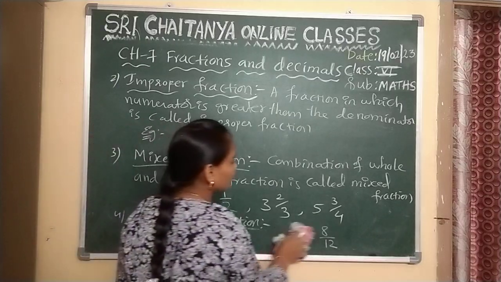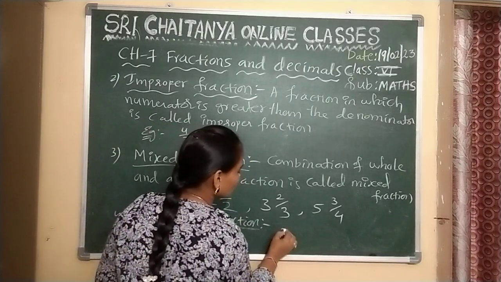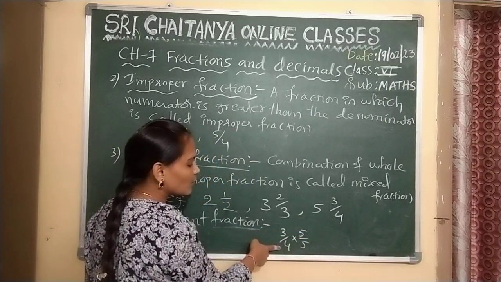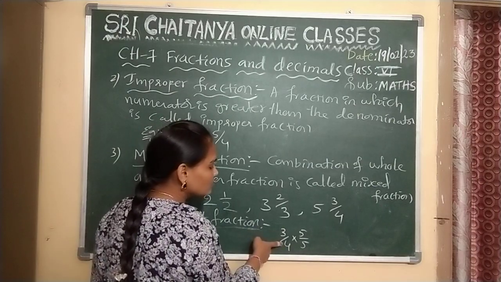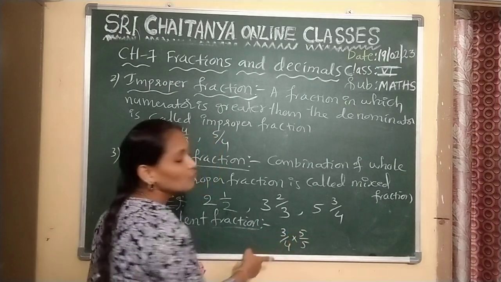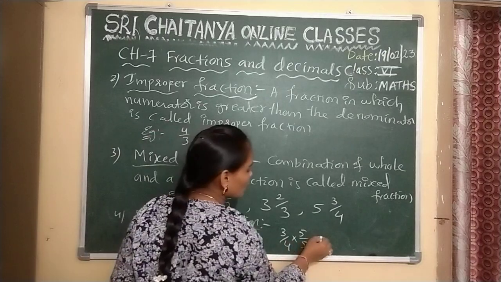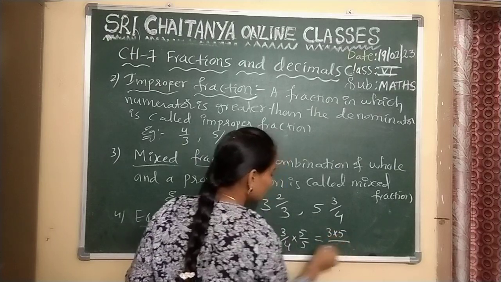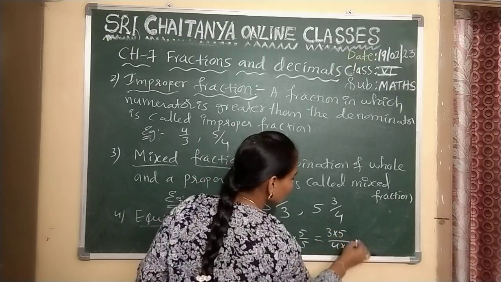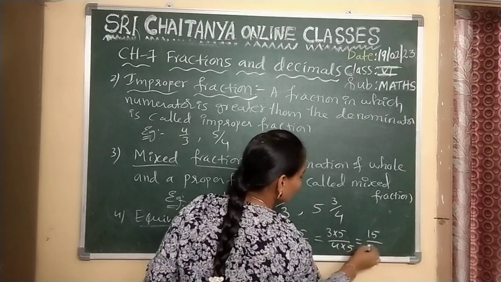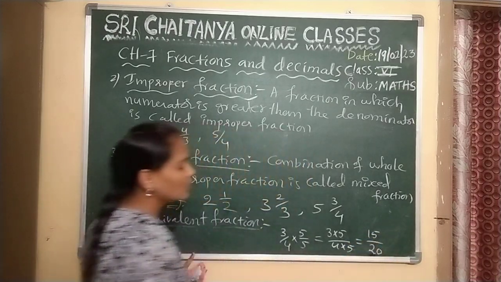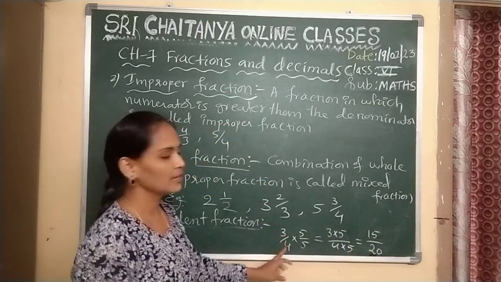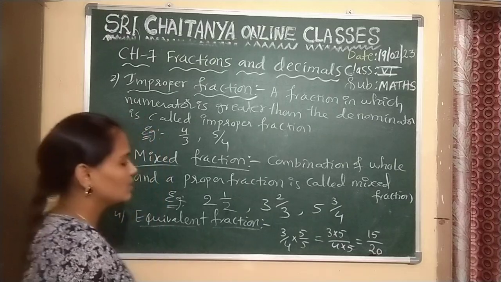Now one more example: 3 by 4 into 5 by 5. I took one fraction, 3 by 4. For this fraction, I am multiplying and dividing with one constant, any one constant. Now the product of numerators by the product of denominators: 3 into 5 divided by 4 into 5. 3 fives are 15, 4 fives are 20. Now 15 by 20 is called an equivalent fraction of 3 by 4. That is what an equivalent fraction is.